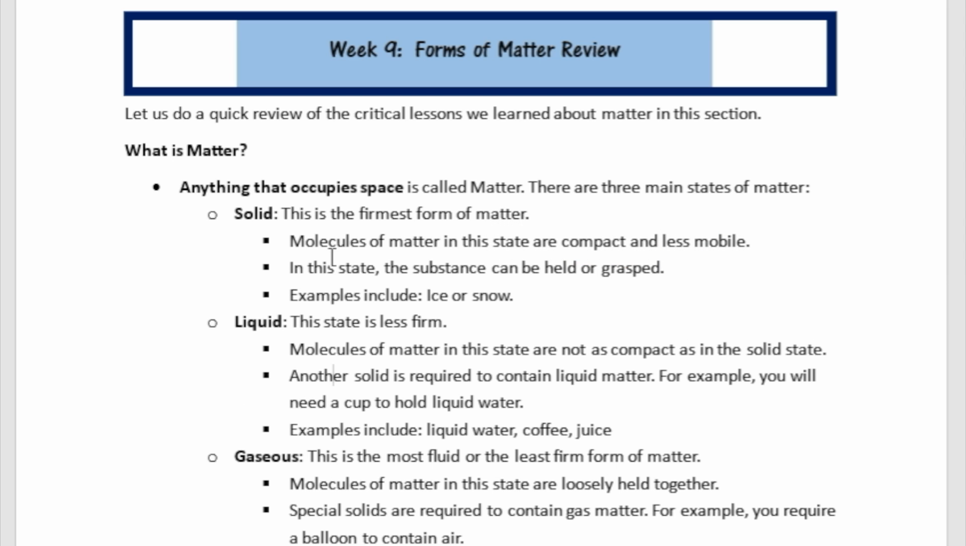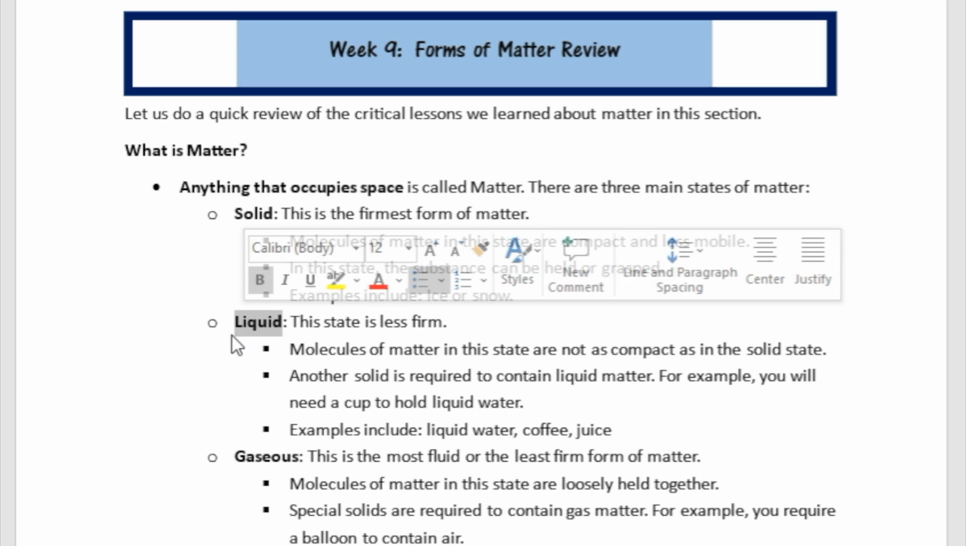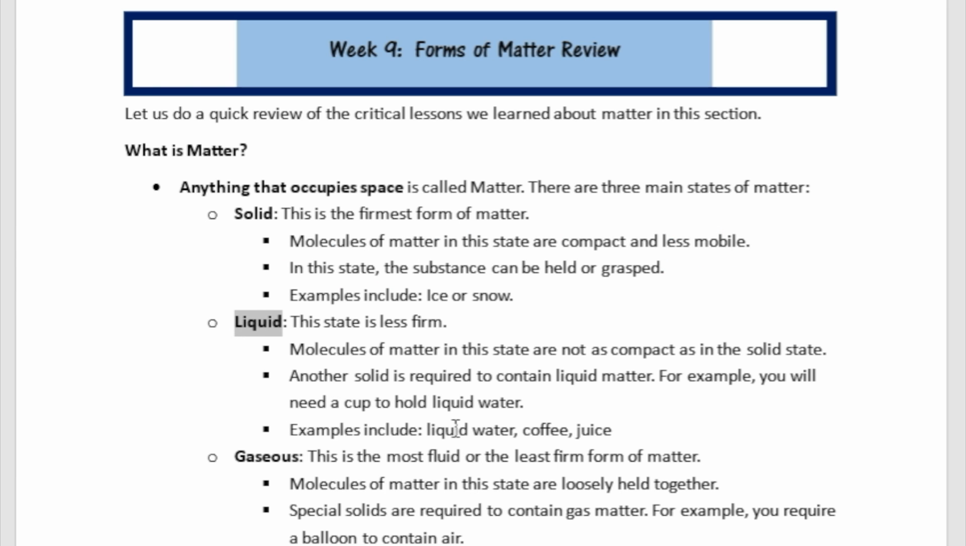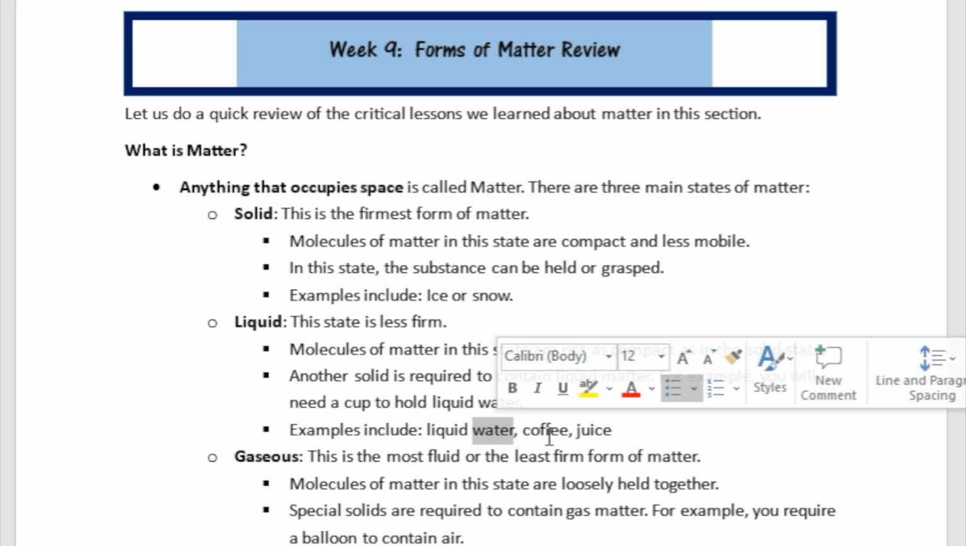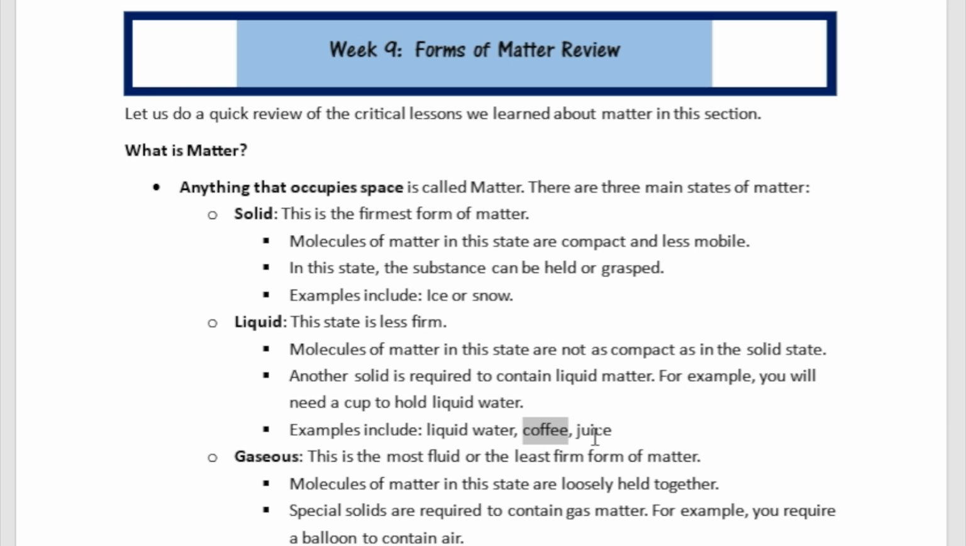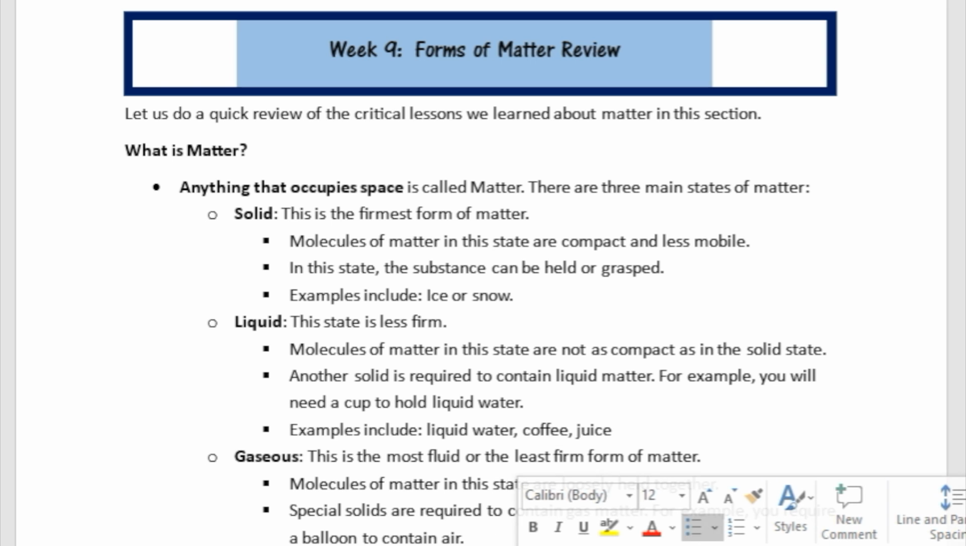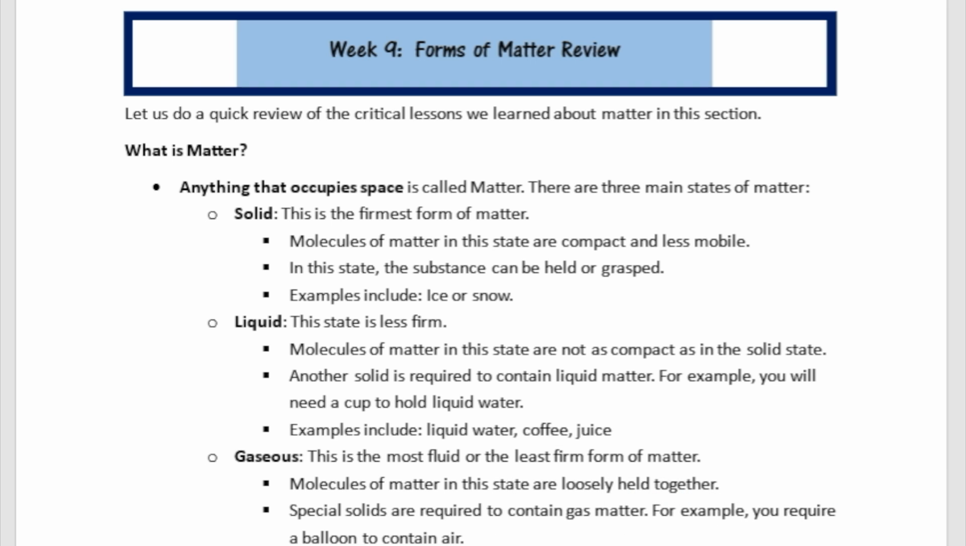Well, that's going to be solid matter. What about liquid? What's an example of liquid matter? That's going to be water. What about your coffee? What about your juice? All right. What about your melted popsicle? Well, that's going to be liquid as well, right? That's the liquid state of matter. What about gaseous? Well, gaseous is going to be like the steam or the water vapor or even air. Okay, all those things are liquid forms of matter or gaseous forms of matter.